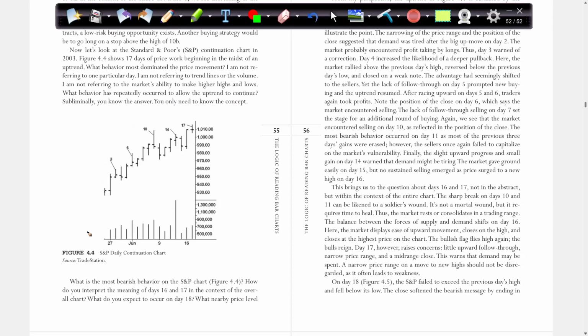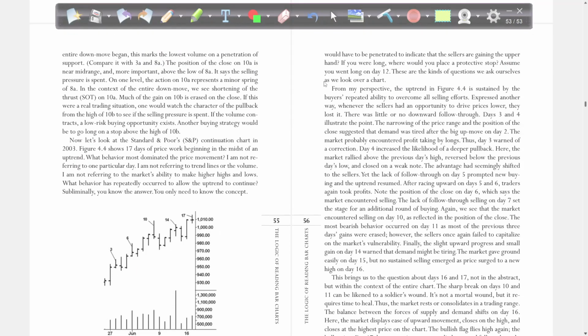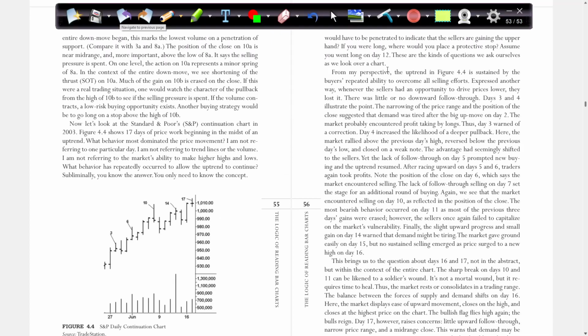What is the most bearish behavior on the S&P chart, figure 4.4? How do you interpret the meaning of days 16 and 17? In the context of the overall chart, what do you expect to occur on day 18? What nearby price level would have to be penetrated to indicate that the sellers are gaining the upper hand?